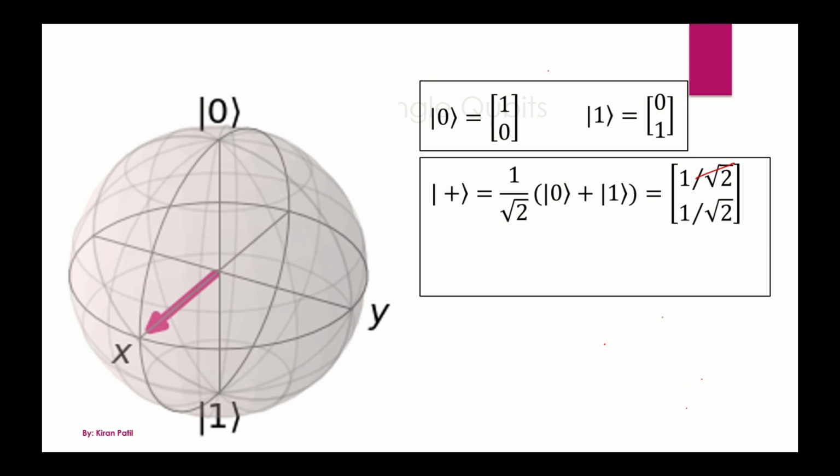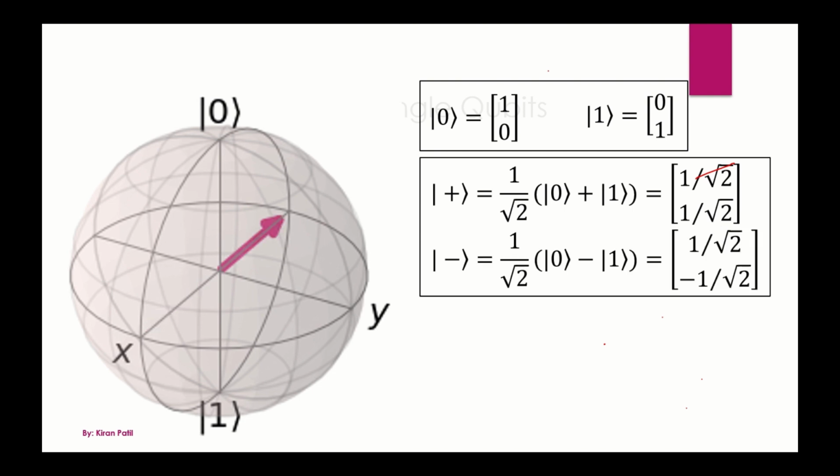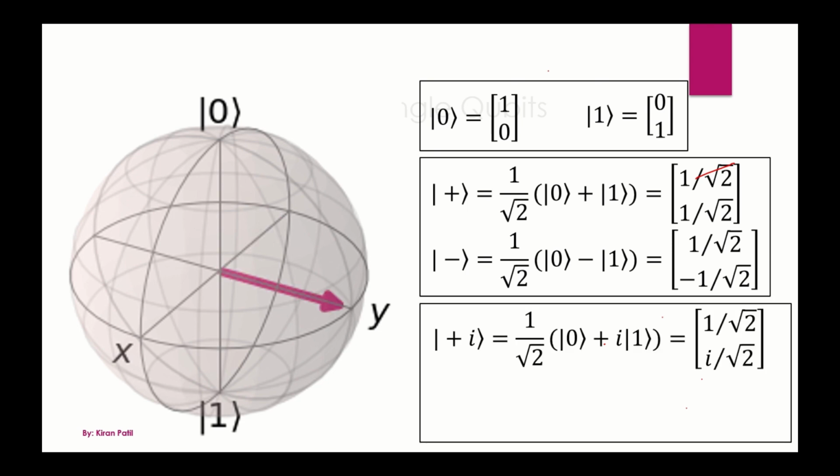As we have calculated the equation for |+>, it gives 1 by root 2 |0> plus 1 by root 2 |1>. In matrix format, it is shown as a column matrix 1 by root 2, 1 by root 2. Then we have calculated the equation for |-> which lies on the x-axis. The equation for |-> is 1 by root 2 |0> minus 1 by root 2 |1>. So it gives us a column matrix with values 1 by root 2 and minus 1 by root 2.